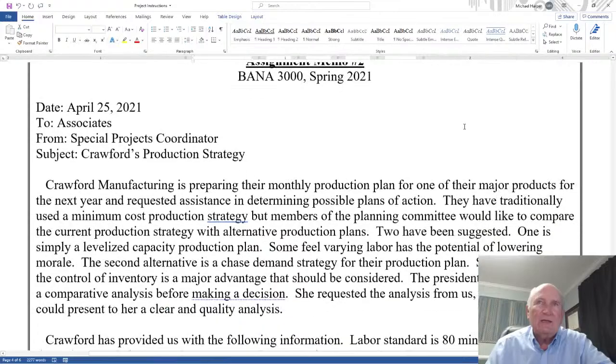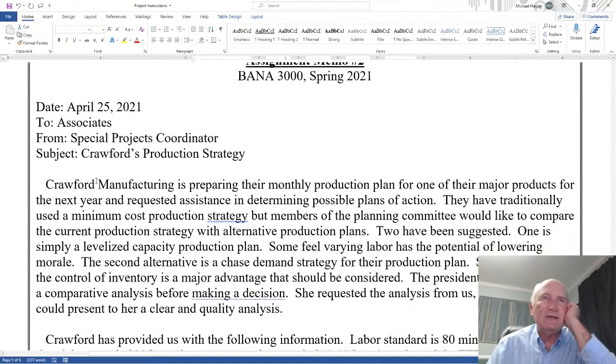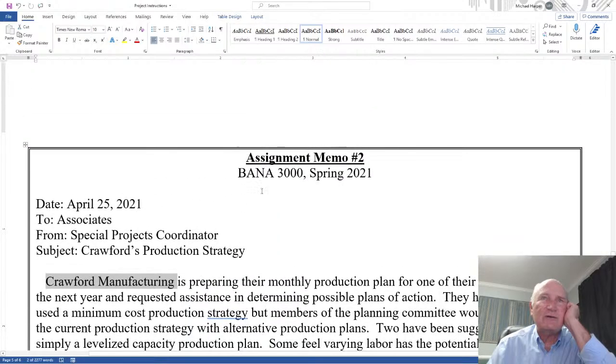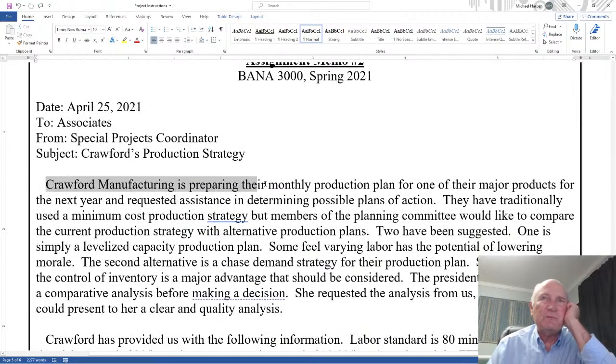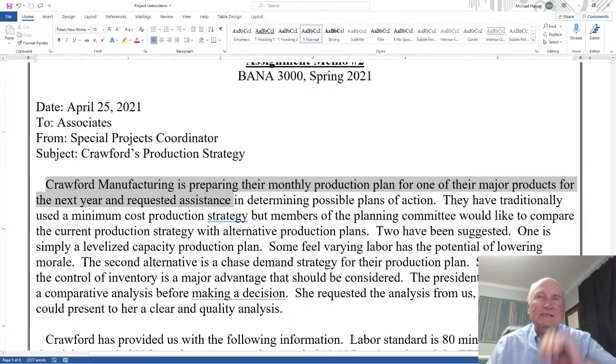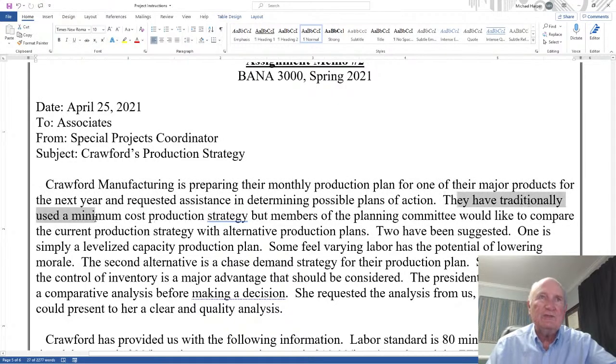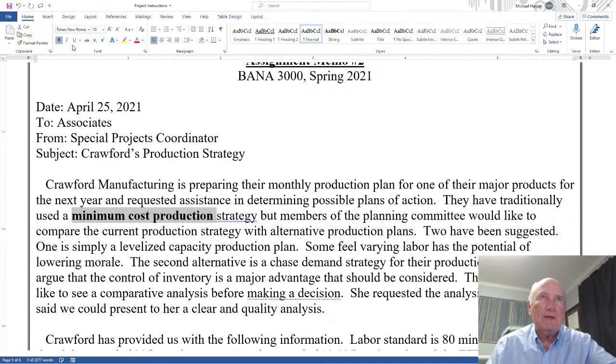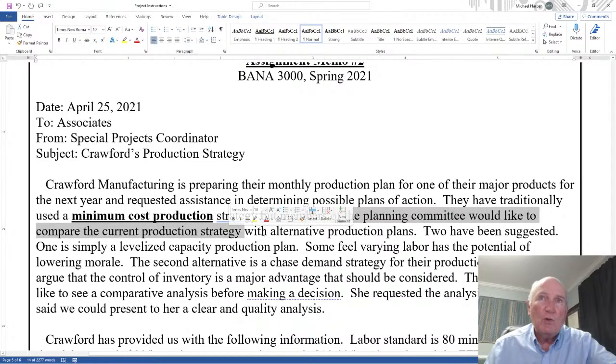That's the first one. Now the second one here is the Crawford Manufacturing. This is Aggregate Planning. Crawford Manufacturing is preparing their monthly production plan for one of their major products for next year and requested assistance in determining possible plans of action. They have traditionally used a minimum cost production strategy. But members of the planning committee would like to compare the current production strategy, the minimum cost, with alternative production plans. 2 have been suggested.